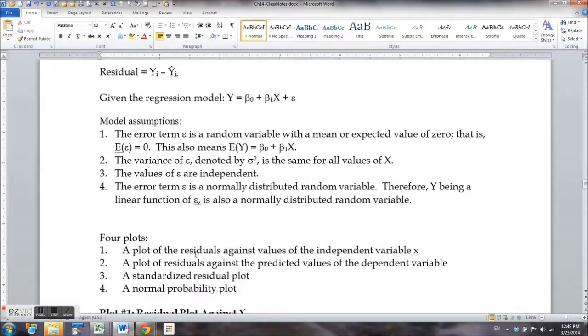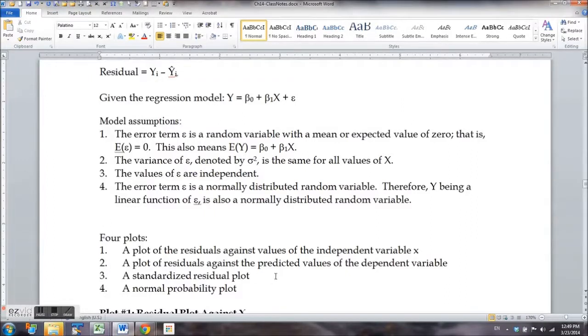So plot number 1, residuals on the y-axis and the independent variable x on the x-axis. The second plot is again residuals on the y-axis, the predicted value y hat on the x-axis. Now this second plot turns out to be the same as the first one in the case of simple regression. In multiple regression it will be different, but in this chapter the first and the second plot are pretty much the same.